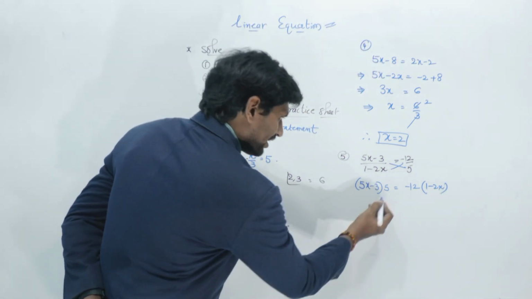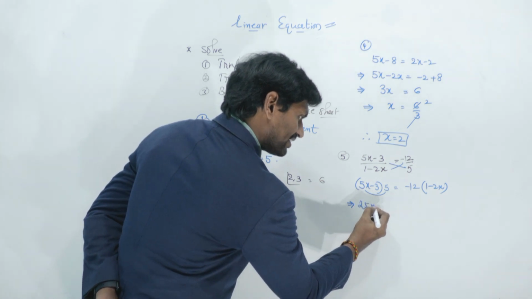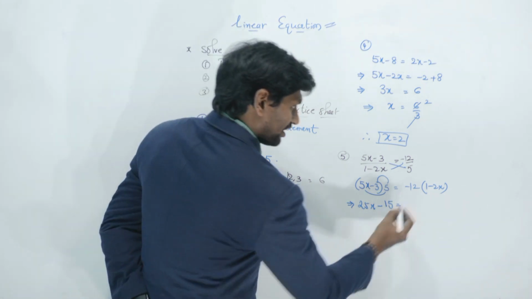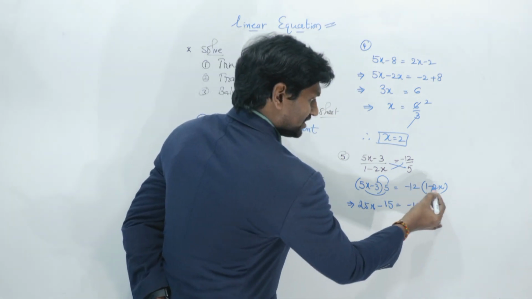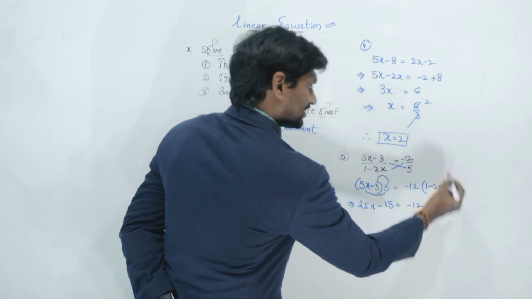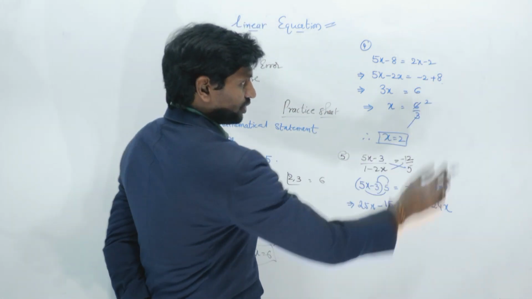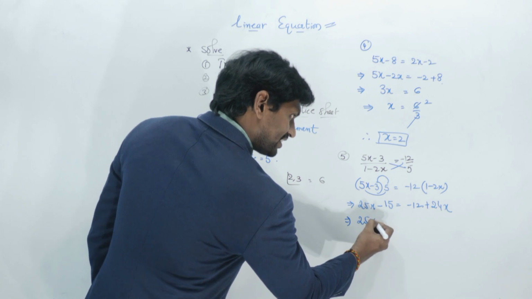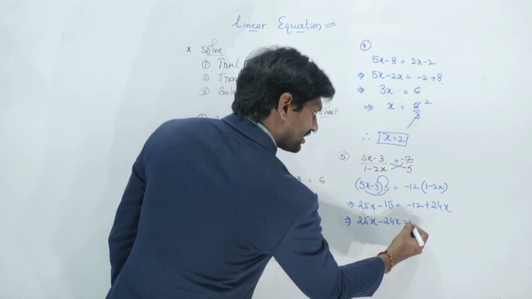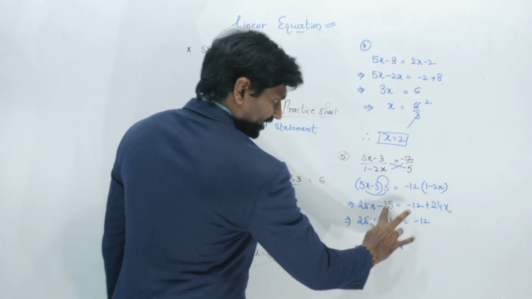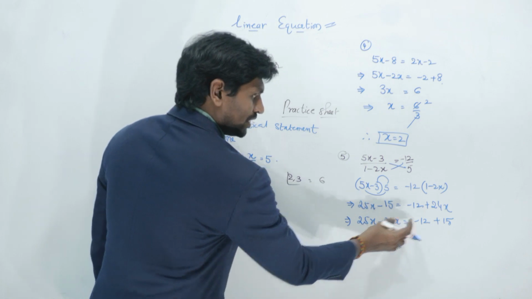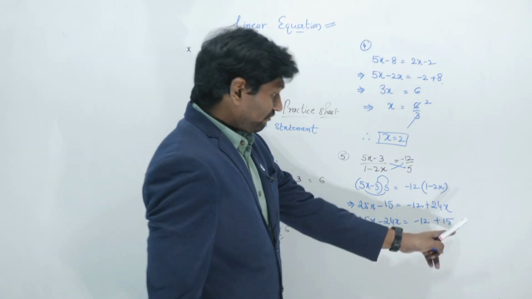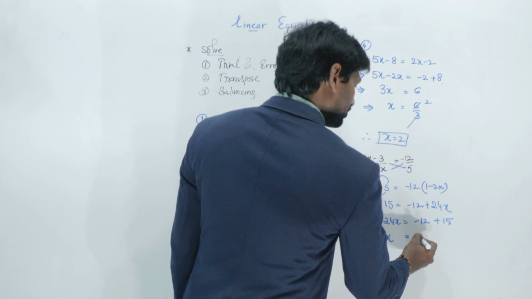Now multiply: 5 into 5x is 25x, minus 5 into 3 is 15. Both of the terms we need to multiply. Now minus 12 into 1 is minus 12, and minus into minus is plus, 12 into 2 is 24x. Again, same situation, variables on both sides. Bring all variables to one side and numbers to the other. So 25x, bring the 24x to this side as minus 24x, and on the right hand side minus 12 will be there. Minus 15 transposed becomes plus 15. Now 25x minus 24x is 1x, that is x. 15 minus 12: 15 is positive, 12 is negative, so 15 minus 12 is 3. Therefore, the answer is 3.